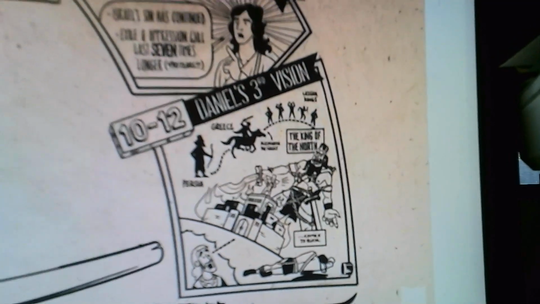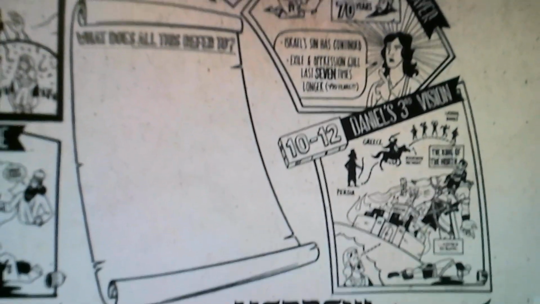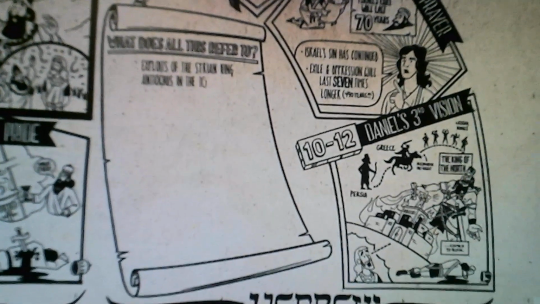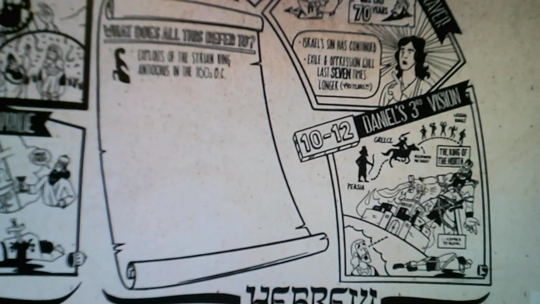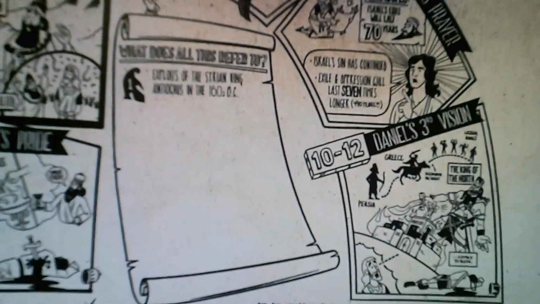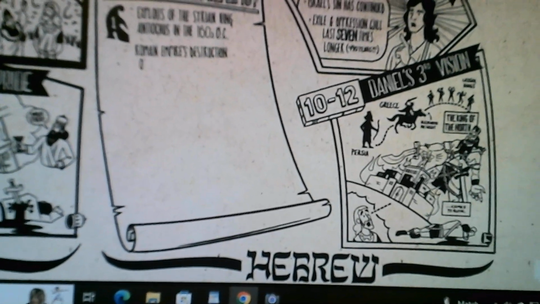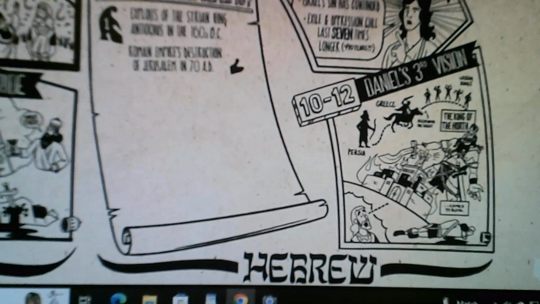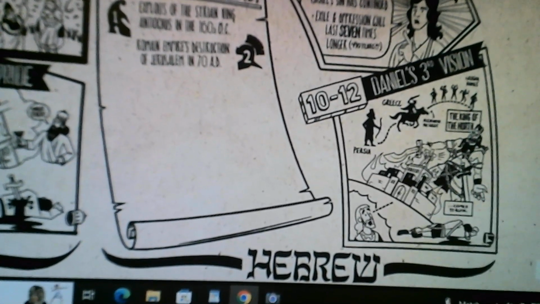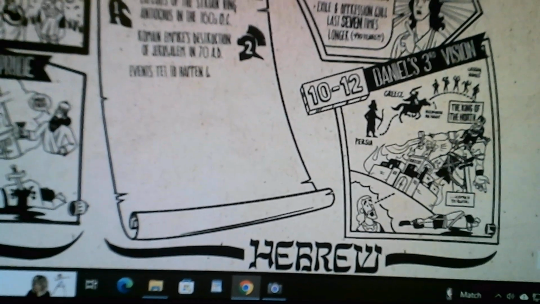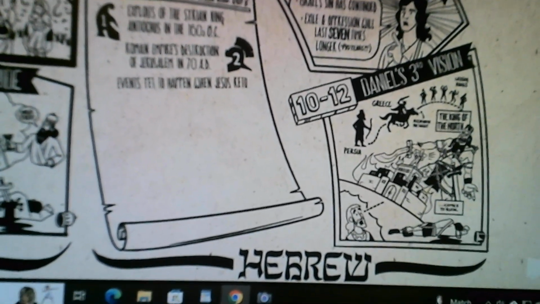Now, there's been endless debate about what all of these visions refer to. Many see a clear connection to the exploits of the Syrian king Antiochus in the 160s BC. He killed many faithful Jews in Jerusalem and set up idols in the temple. Others think it points forward to the Roman Empire's role in the execution of Jesus and the destruction of Jerusalem and the temple in AD 70. And still others think it will be fulfilled in future events that have yet to happen when Jesus will return.